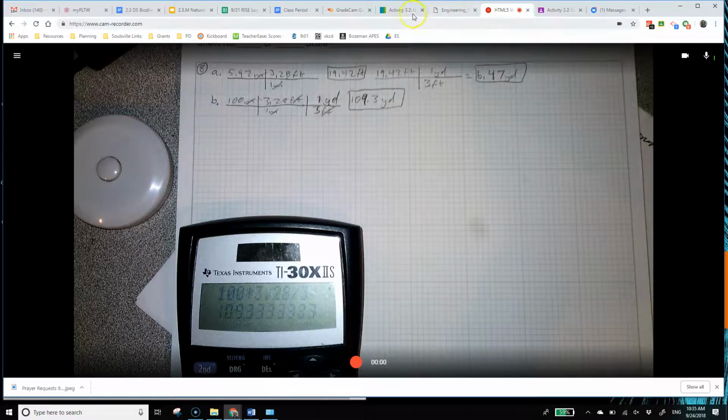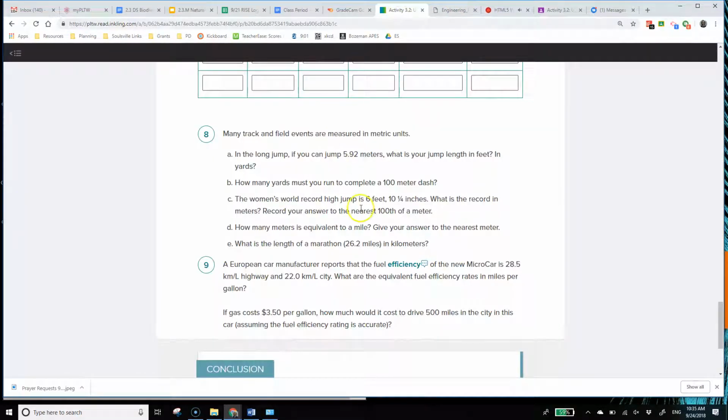Alright, moving on to C. The women's world record high jump is 6'10¼". What's the record in meters? Answer in meters. So this is another one where we're going to do a couple different conversions here. 6'10¼" is my initial measurement.